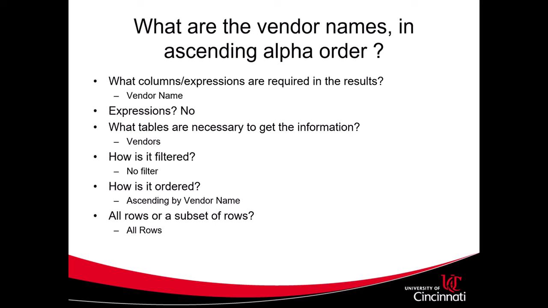The last point here at the bottom of the slide, do they want all the vendors, all the rows in the table, or do they want a subset? Well, in this case, they said, what are the vendor names? We can assume they want all the vendor names. Again, if you think there is a reasonable expectation of restricting the result set, if there are 10 million vendors, you might want to come back and say, Mr. Customer, there are 10 million vendors. Do you really want all 10 million? That is an obligation that you have to help get your customer to where they think they want to be.